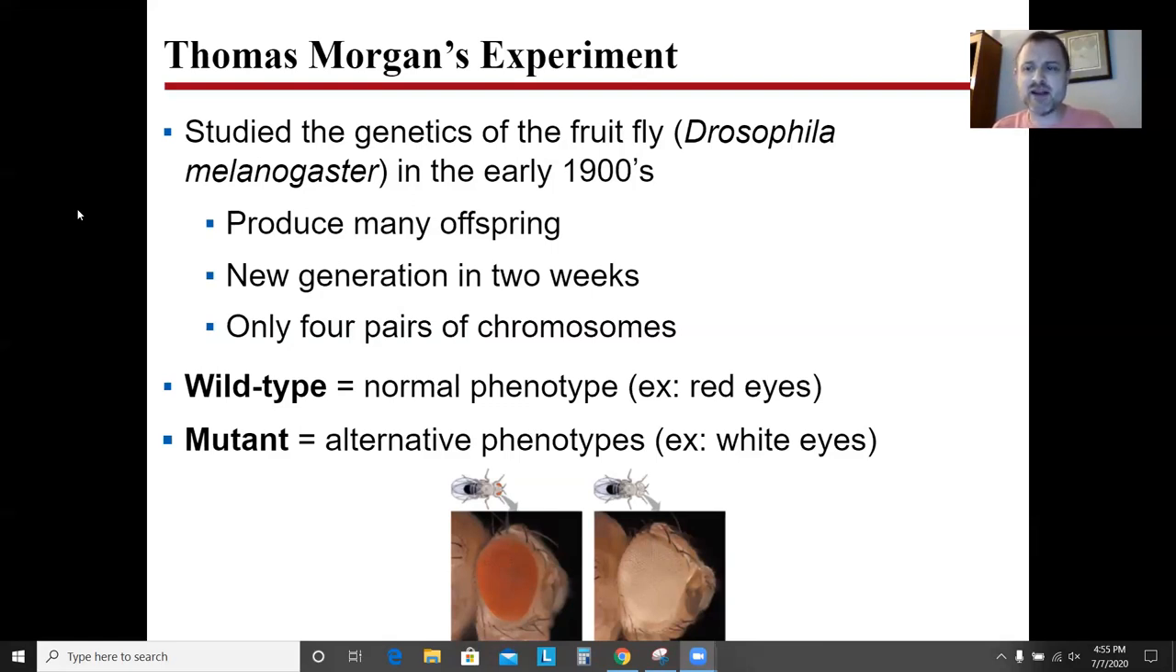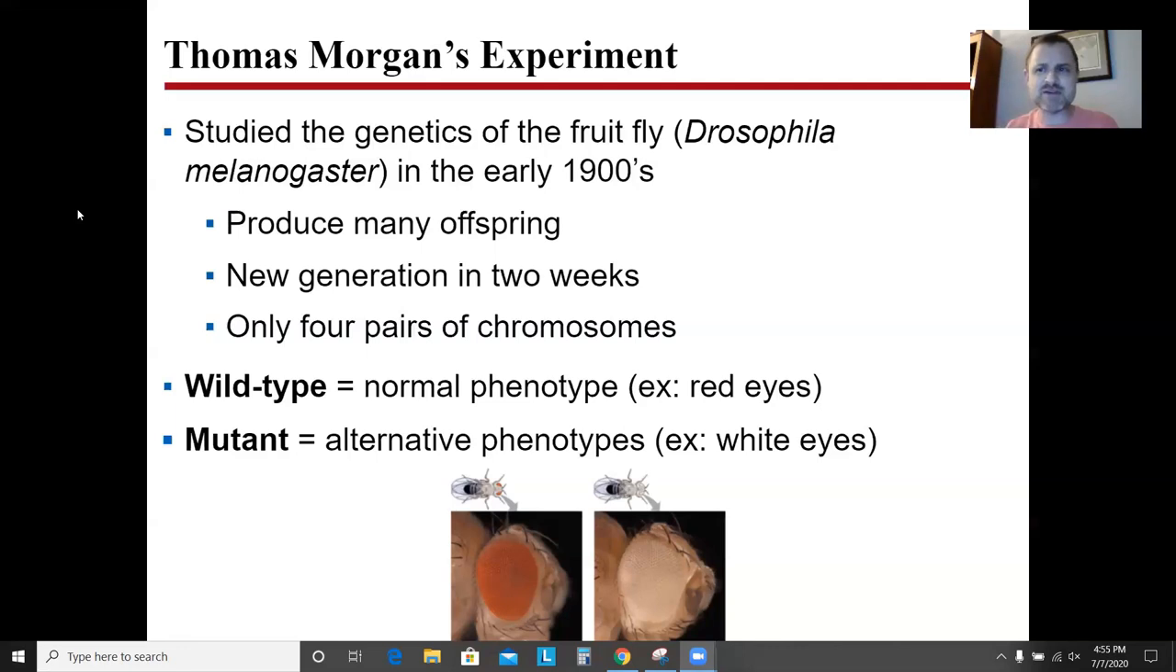Fruit flies are a great animal to experiment with because one, they're animals. If you want to do animal genetics, you need animals. Plants won't work. They produce many offspring. You can get new generations in about 14 days. They reproduce rapidly. There are also only four pairs of chromosomes, eight chromosomes, so finding where the genes are is much simpler than it would be with humans.